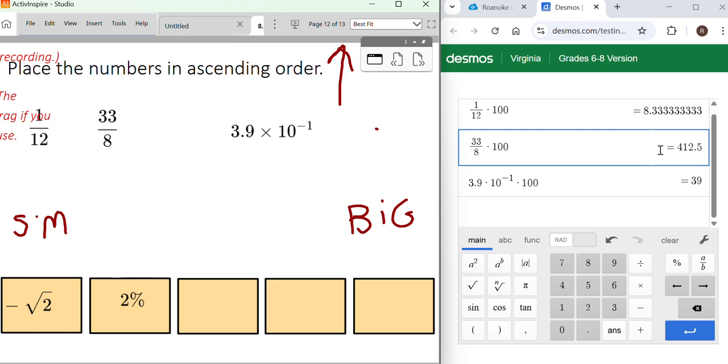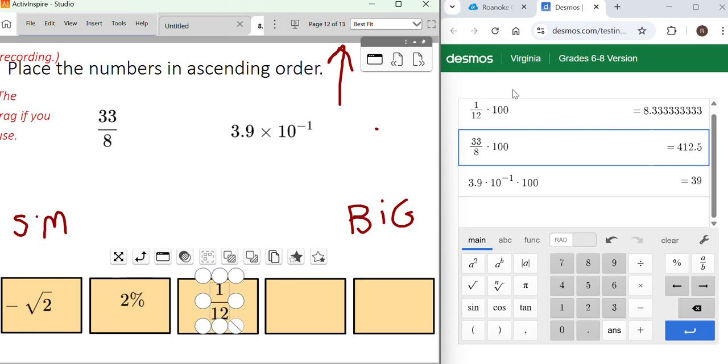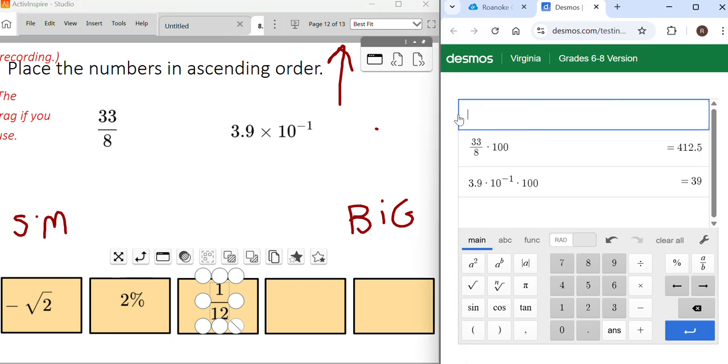8.3%, 412%, or 39%. Even though this has a lot of decimals, that just makes those numbers go on, but that's not how you measure whether something is bigger or smaller. So we know that 1 over 12 goes next because 8.3% is much smaller than the other two.